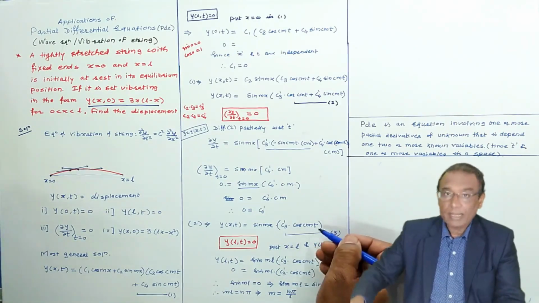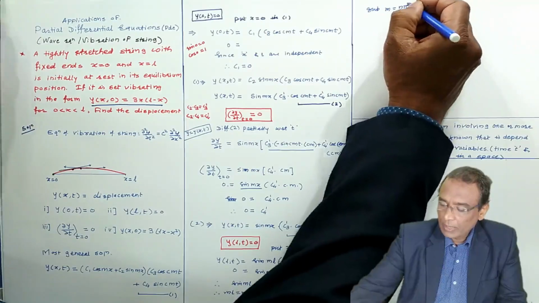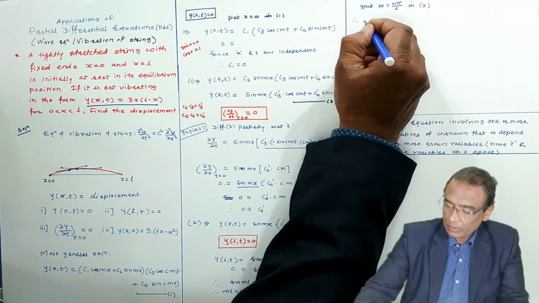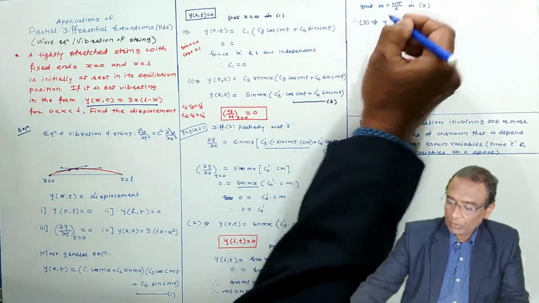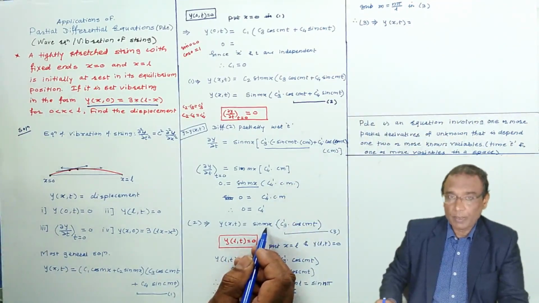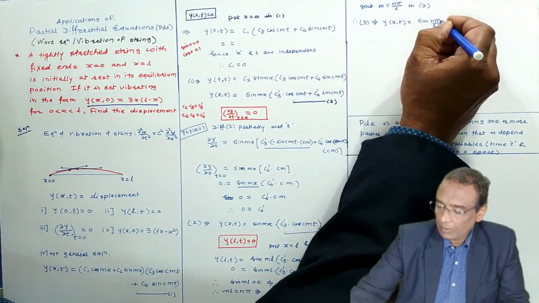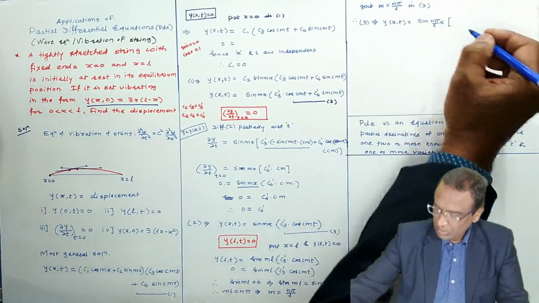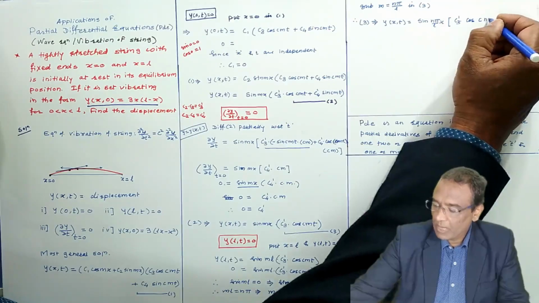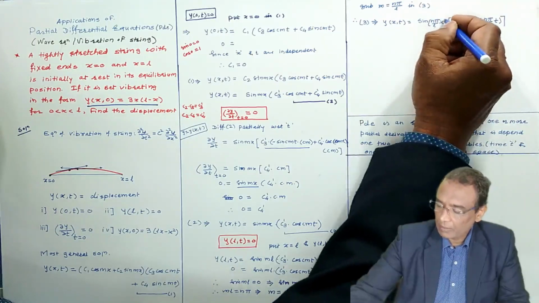Substitute the value of m in the latest equation, that is equation 3. Substitute m equal to n pi by l. Therefore, equation 3 implies y of x,t is equal to, putting the value of m as n pi by l, sin of n pi by l x into C3 dash cos of n pi by l ct. I am writing the argument of cos and sin in brackets, not necessary, but I have written it in brackets.